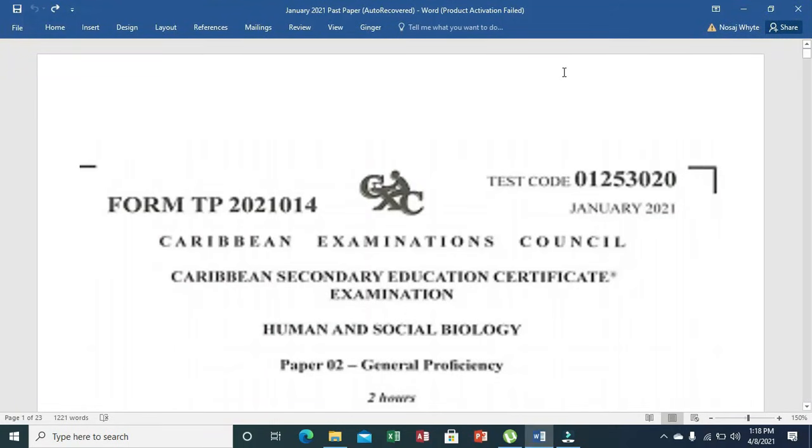Today we're going to be looking at the Human and Social Biology paper for January 2021. It is a paper 2 that we're looking at. We did publish questions 1, 2, and 3 prior to this publication. You'll find the link for that in the description below. So we're going to just start this paper looking at questions 4, 5, and 6.